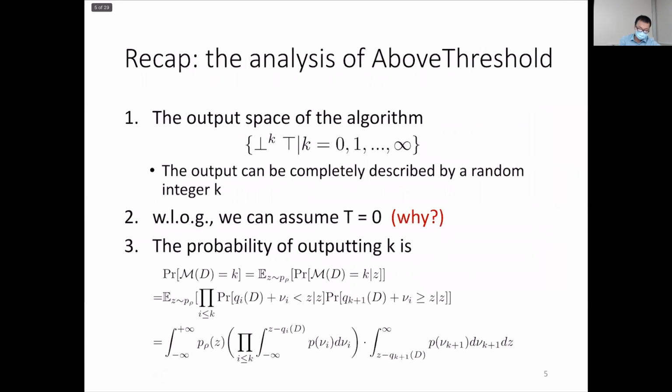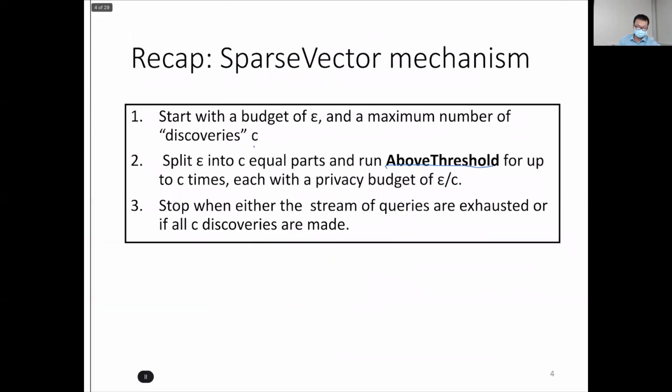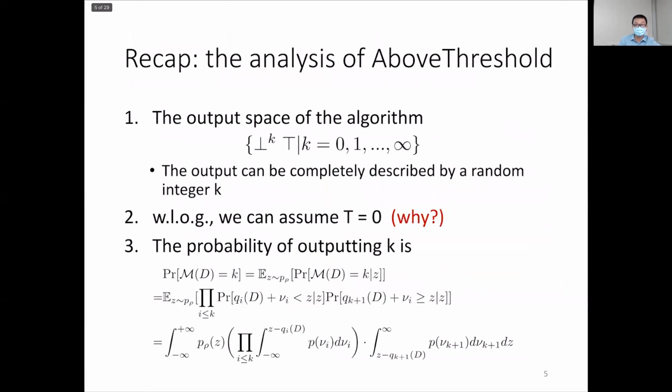Towards the end of the last lecture, we analyzed the above threshold algorithm on how it works and how it could release a sequence of queries. Notice that the above threshold outputs only top and perp, where perp indicates not so interesting and top indicates interesting, right? So it doesn't actually output the numerical value of f_i plus noise, but rather it outputs a selection. Outputting a bit vector that is arbitrarily long while spending only 1 unit of privacy budget is somewhat remarkable.